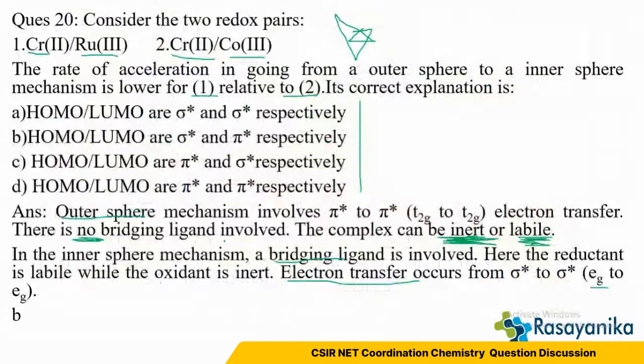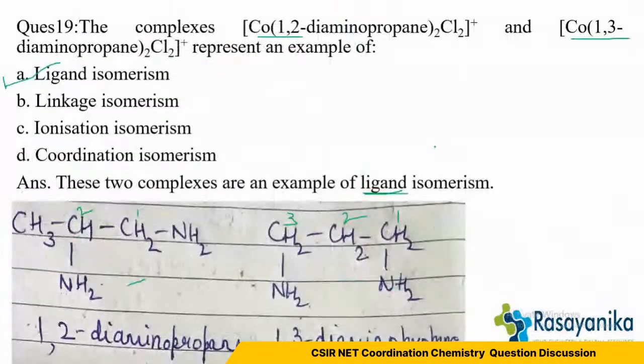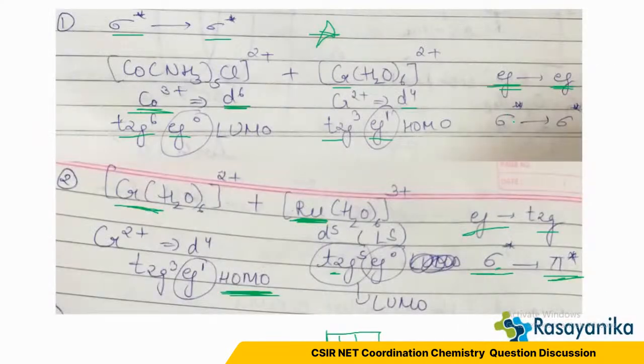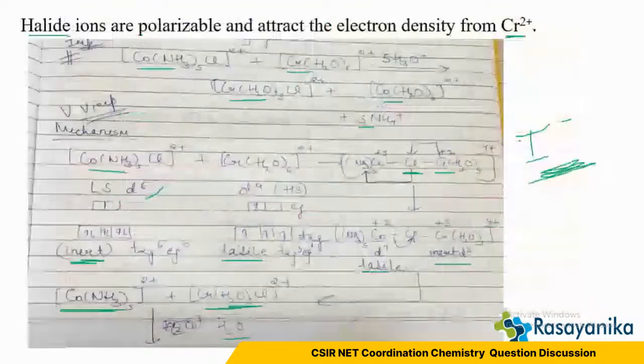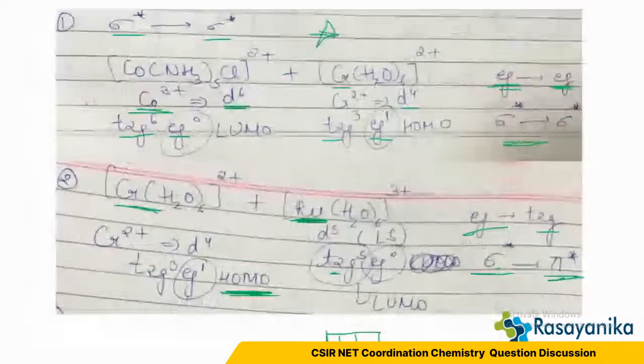So that is why option B is correct. HOMO and LUMO are sigma star and pi star respectively. So that is why the rate of acceleration going from outer sphere to inner sphere is lower for one relative to two, because the HOMO and LUMO are sigma star and pi star. The rate is 10 times greater here for the sigma star to sigma star transition than this one. Okay, 10 to the power 10 it is. It is 10 to the power 10 here for this one. Okay, so this one is done now.